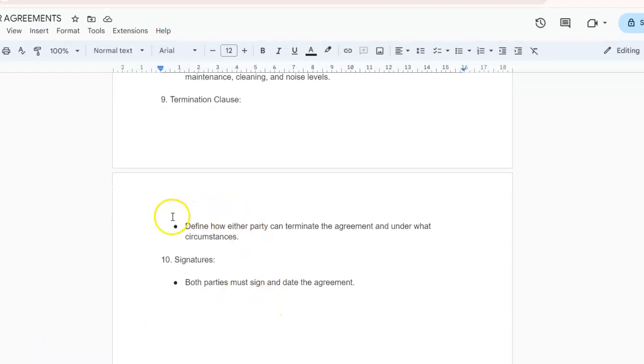And number ten, and lastly, you need to include a segment for signatures. So in the segment, both the landlord and the lodger must sign and date the agreement. Witnesses are not mandatory, but having them can add further validation to the agreement. And you need to also ensure that you have a copy of the signed agreement for both parties.